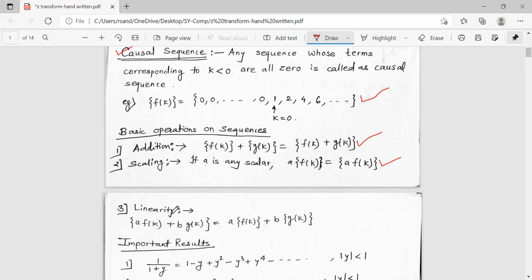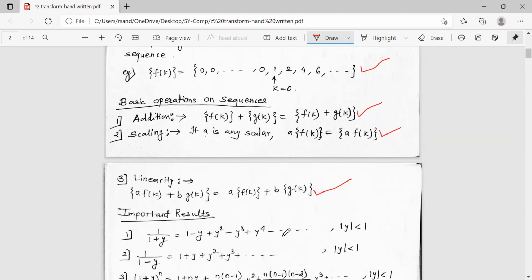Third is the linearity property that all of you must be knowing. Linearity means you can add all these things, so a into f of k plus b into g of k can be separated as a into the first sequence plus b into the second sequence. Okay. So these are the simple basic properties of the sequences, which we will of course be using while solving the examples in the transformation. Still, I have not defined the transform. We are just on the sequence and its properties, the operations.